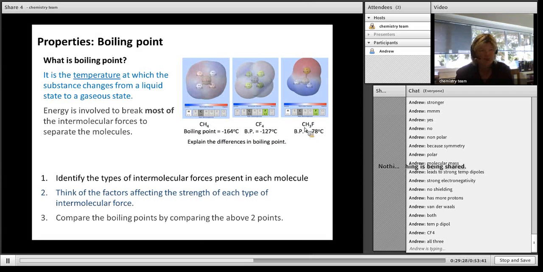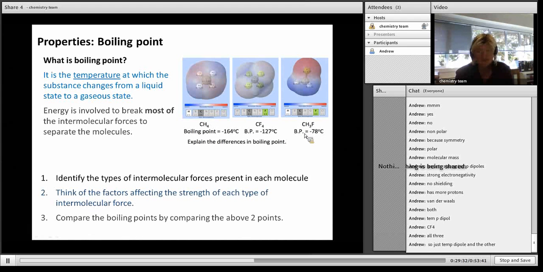So I know that was a trick question, but I'm glad you said it. Yep, so it's just the temporary dipole force of attraction and the permanent dipole force of attraction. So then, as I say, first you identify the types of intermolecular forces, and you think of all 3: is it one of the 3, 2 of the 3, or all 3? And then you have to talk about the strength.